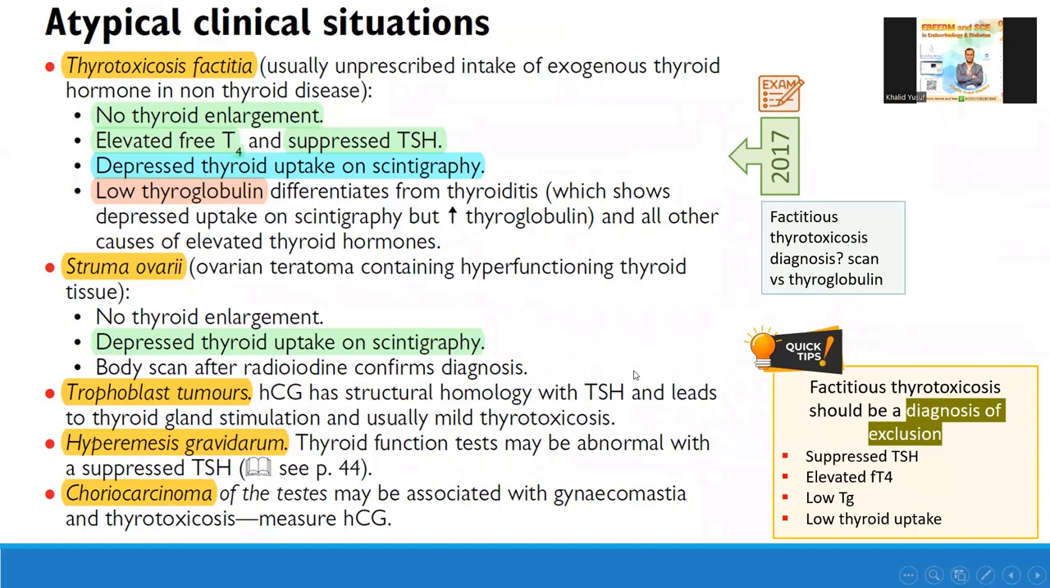But gestational thyrotoxicosis, it is a severe form of hyperemesis gravidarum, and also it needs supportive treatment. Another situation we need to differentiate is Graves' disease in the first trimester, which requires antithyroid medication, propylthiouracil in the first trimester. And actually this topic we will discuss, inshallah, in the next session.